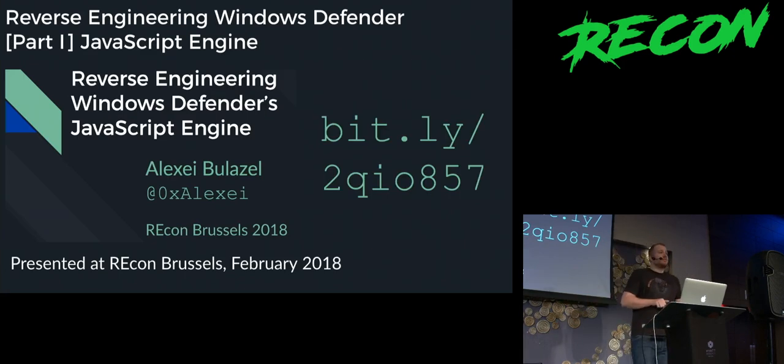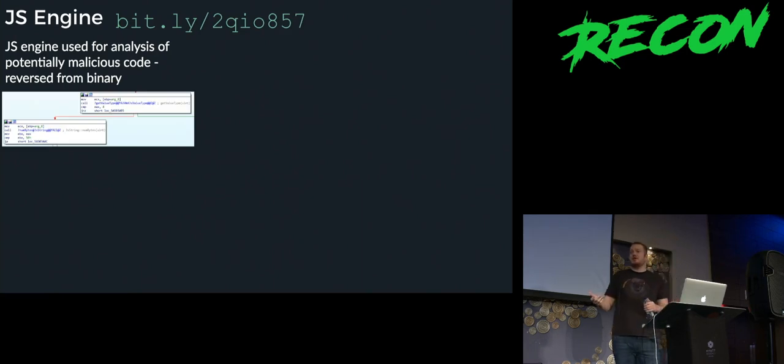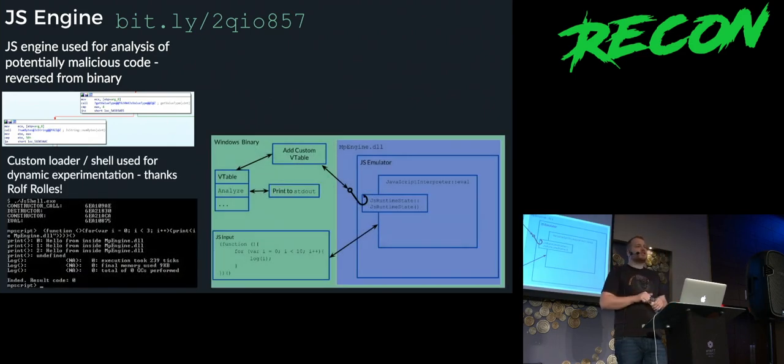Just a brief recap of what I presented at REcon Brussels, the JavaScript research. This bit.ly link will take you to the slides if you want to see them. Again, there's no overlap between this talk and that talk, other than just a brief refresher right here. There are some common themes you will see, though, in the JavaScript engine and also here in the Windows engine. There's a JavaScript engine used for analysis of potentially malicious code, which I reversed from binary. I used a custom loader and shell with help from Rolf Rolles, who helped write this.